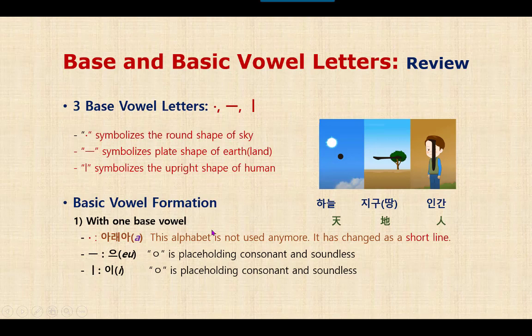But the principle of a Korean letter is that a letter cannot be formed with just a single vowel like this. A letter must contain at least one consonant and one vowel. So Sejong invented this iyeung. Iyeung. Now you know the name of this one. Iyeung, a circle. And we put it here. It's a consonant, but it hasn't got any sound. It's soundless. So we call it a place-holding consonant and a soundless consonant. Okay?